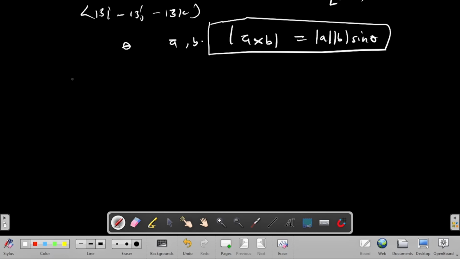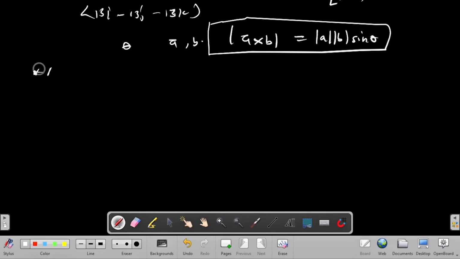Therefore, two vectors are said to be perpendicular when their dot product is 0, and they are said to be parallel when their cross product is 0. Take note of this. It's also important. And also, we can use cross product to find or determine the area of a parallelogram.